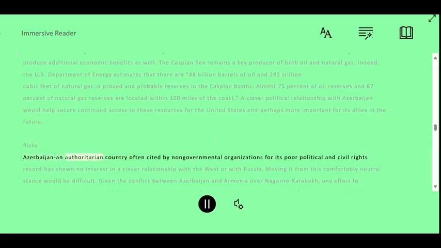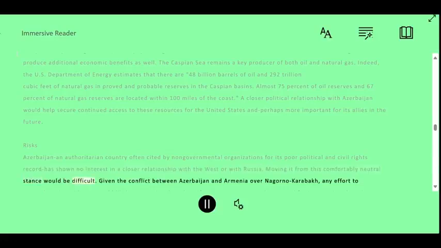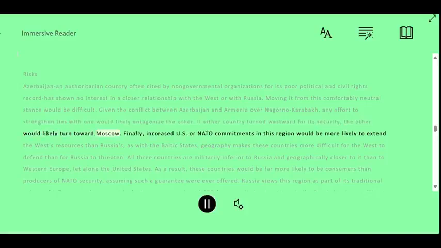Azerbaijan, an authoritarian country often cited by non-governmental organizations for its poor political and civil rights record, has shown no interest in a closer relationship with the West or with Russia. Moving it from this comfortably neutral stance would be difficult. Given the conflict between Azerbaijan and Armenia over Nagorno-Karabakh, any effort to strengthen ties with one would likely antagonize the other. If either country turned westward for its security, the other would likely turn toward Moscow.